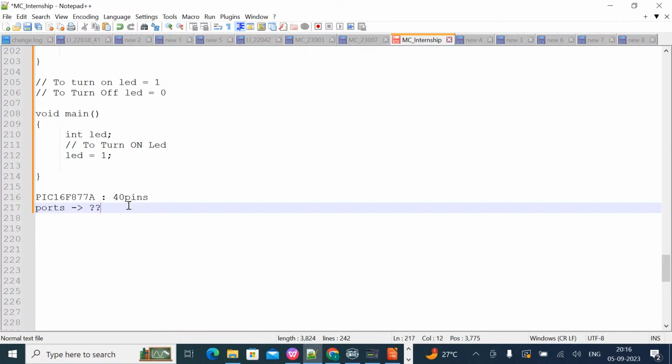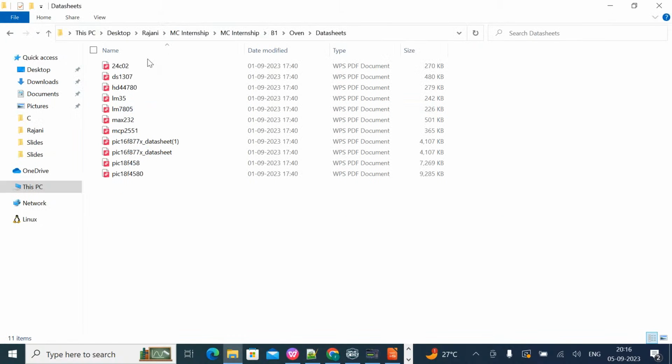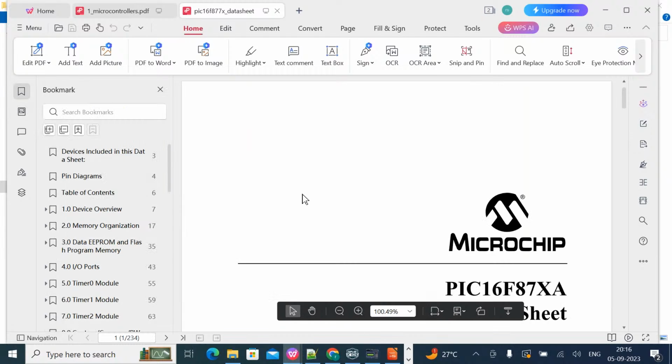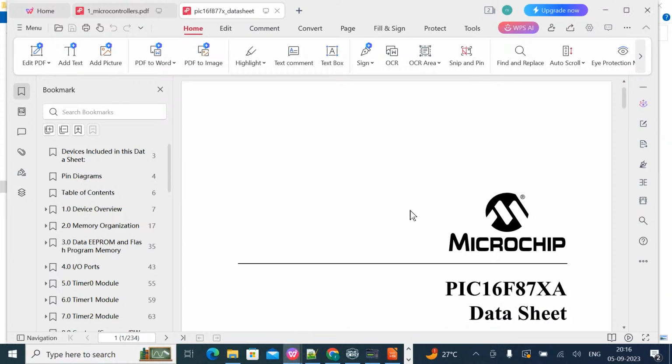Just simply looking at the series number or the lab, you can't answer. So what do you have to refer to? Very good, you have to refer to the data sheet of the microcontroller, which is already in the material provided to you. Open that data sheet. There might be multiple data sheets, so open the correct one. Pick 16F877X. Pay attention, everybody.